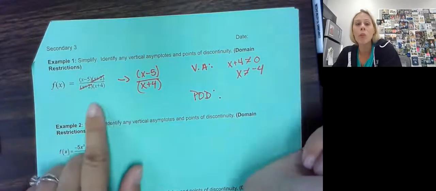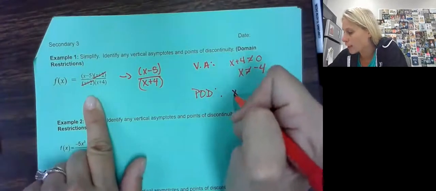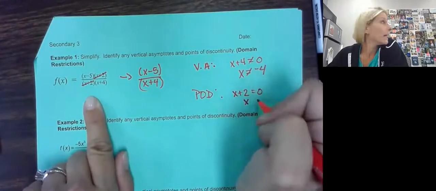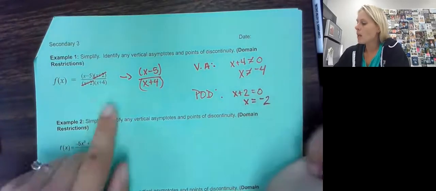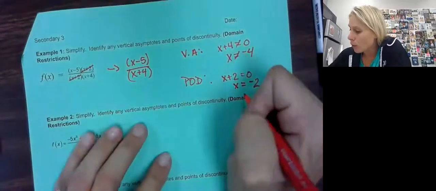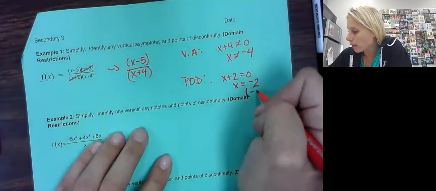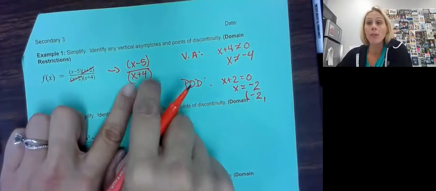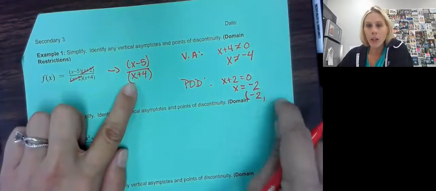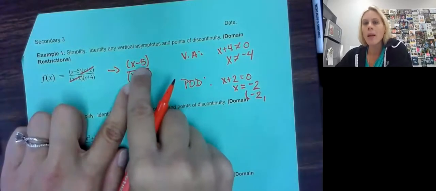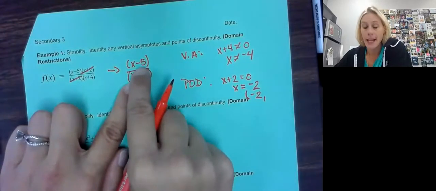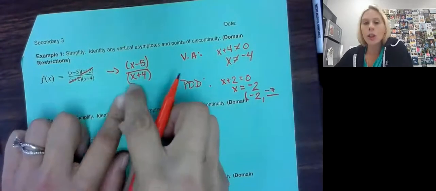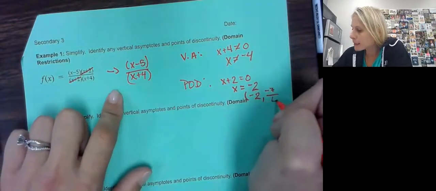Point of discontinuity. All right, that comes from what we crossed off. What did we cross off? We crossed off an x plus 2, set that equal to 0. So x equals -2. Now, of course, this is the point though. So I'm going to start putting in the coordinate pair of -2. And then what I need to do is plug this right back into the simplified version for the y value. So -2 minus 5 is -7. And then -2 plus 4 is 6.